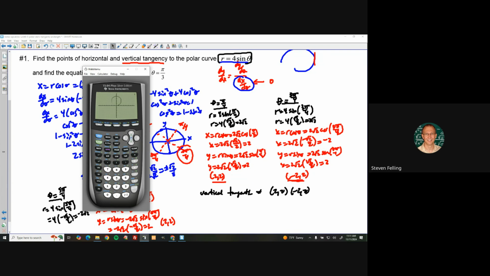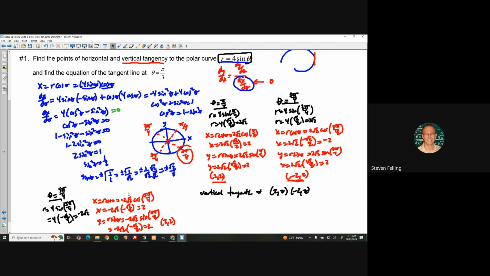All right, so now what I'm seeing here is a vertical tangent would occur here. And sure enough, that is at the point 2 comma 2. And a vertical tangent to this curve would occur here, also at negative 2 comma 2. So this is verified by the graph. A lot of work to be able to do that. Okay, that's the vertical tangent. Now, let's do horizontal tangents.